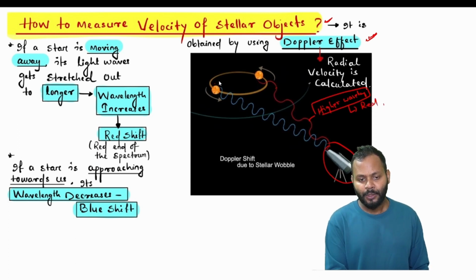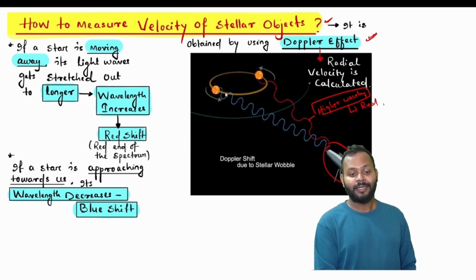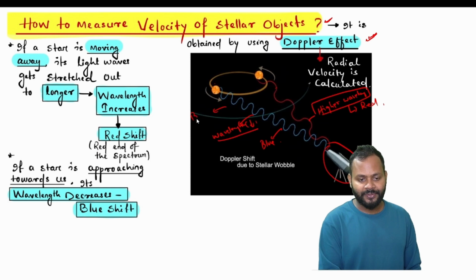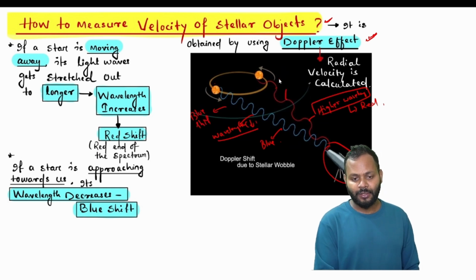Do you understand? When some object is approaching the telescope or our viewpoint, then the wavelength decreases, and this declining wavelength causes the blue color. Now this is called the blue shift. This is called blue shift, and this is called red shift.